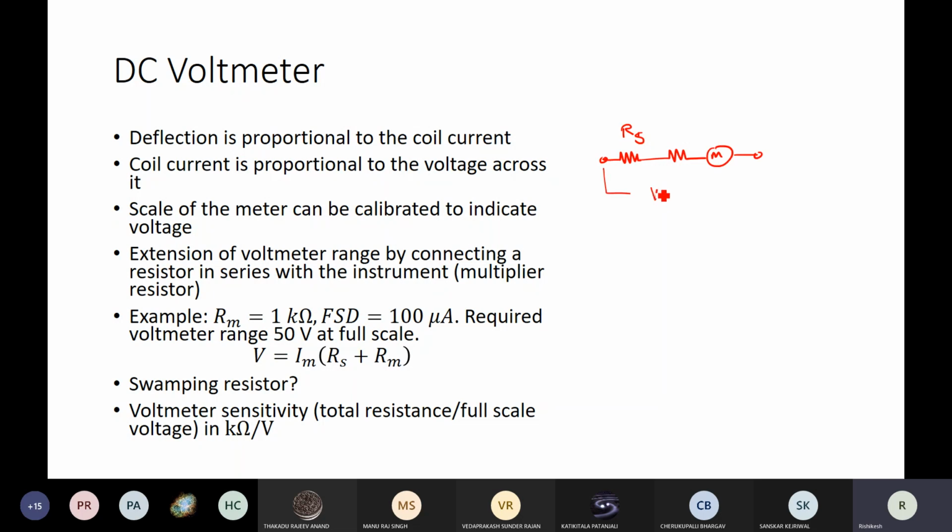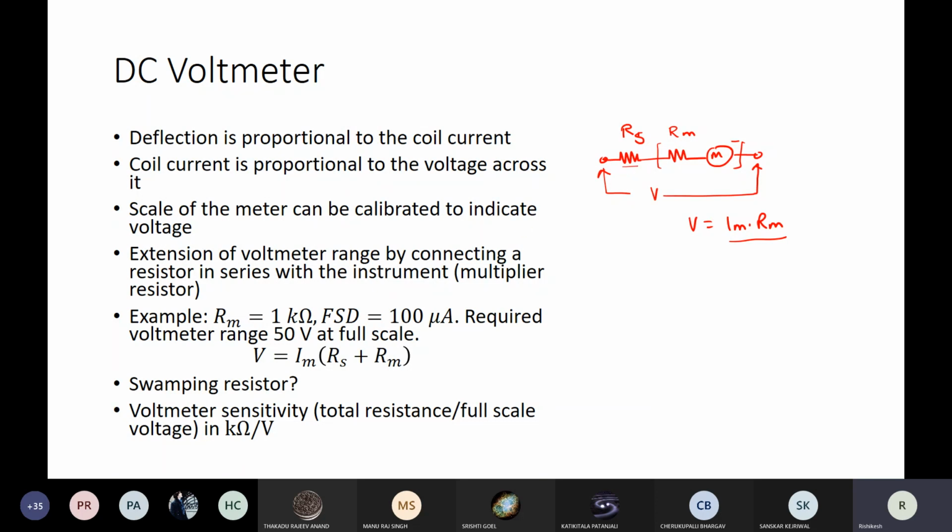If we wanted to measure the voltage across these two terminals, then we connected it and calculated the value of Rs depending on the range we need for the voltage measurement. The typical range is V equals Im into Rm, where Im is the full scale deflection current associated with the meter. When you multiply it with Rm, that is the voltage this part alone can measure. So to extend the range, we needed a series multiplying resistor.